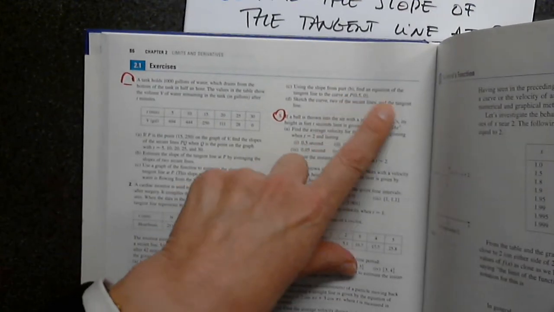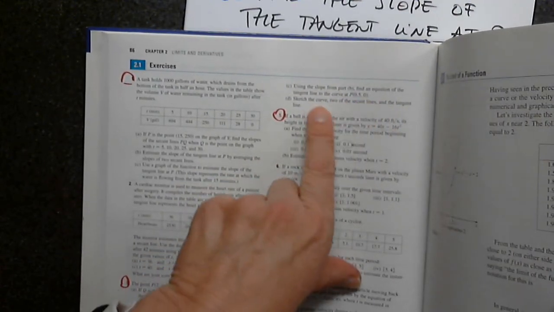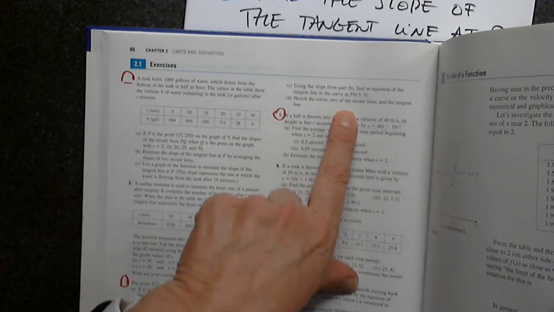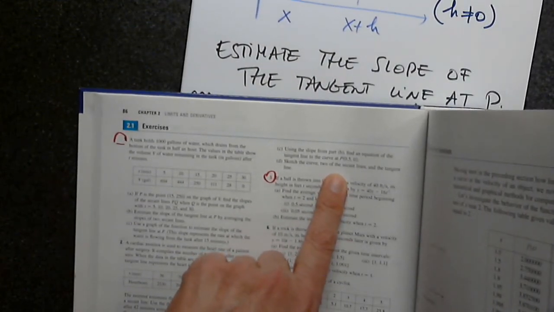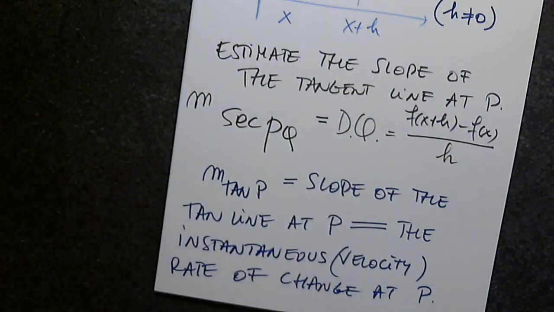Using the slope from part B, find the equation of the tangent line and then sketch the curve and two of the secant lines. We can do that with a calculator. So let's start.